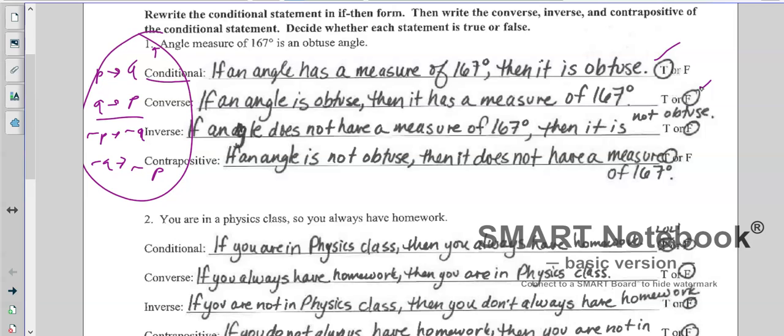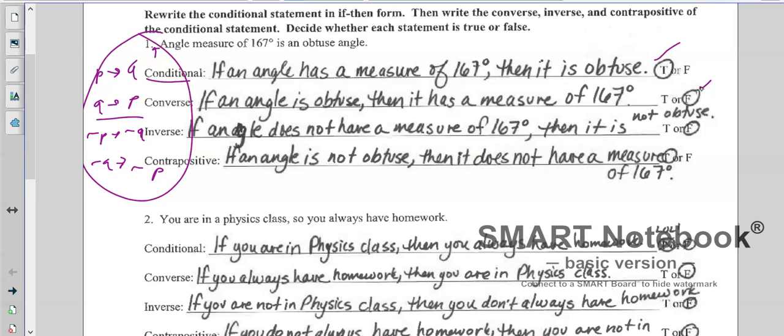So when you're doing these true and false, don't quickly go through and say, oh, just true, false. Think about possible situations. Think about any other number that's not 167. Okay, 84, that's not obtuse, so you might want to hit true. But then you think about, what about 150? So go through more than one scenario to see if it's true or false.